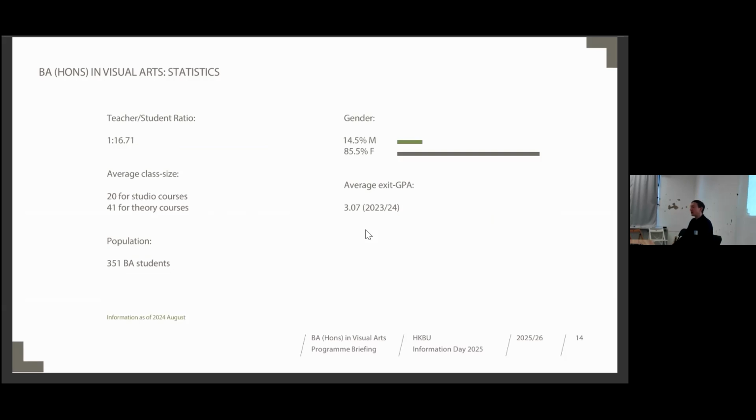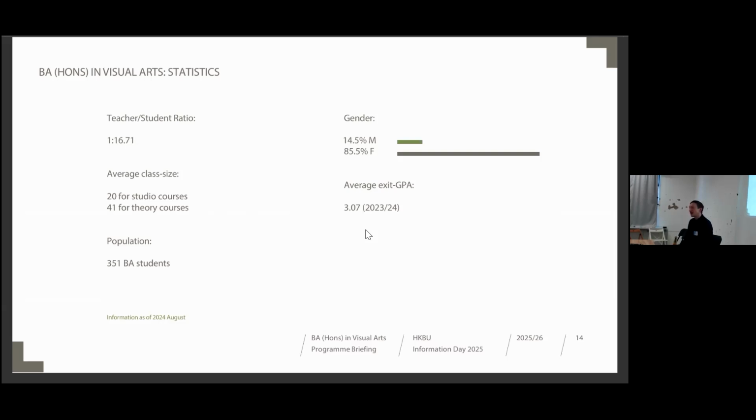In terms of the student body, we have a 1 to 16.71 teacher-student ratio, which is quite healthy. We have a lot of students in our program. We have 351, but with that many teachers, we have a ratio of around 16 to 1, which is quite good. It means that most of the teachers know most of the students, basically, by the end of either second year, third year, I would say.